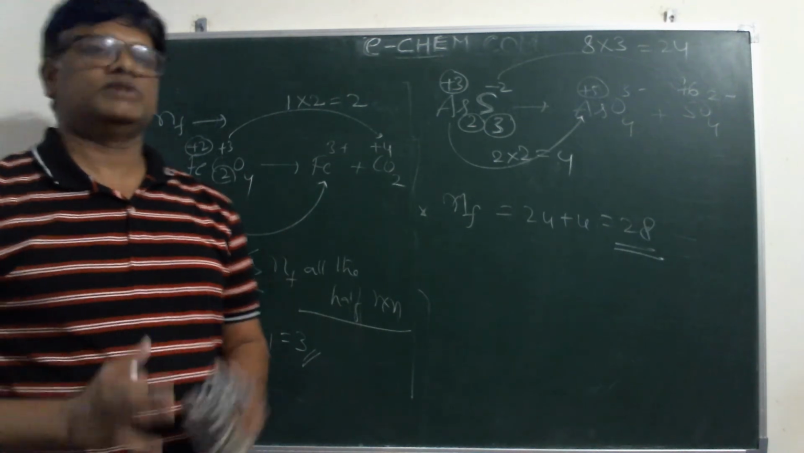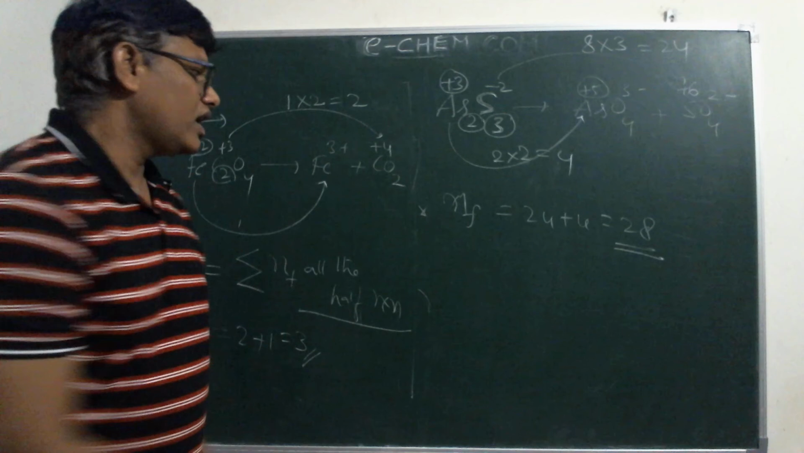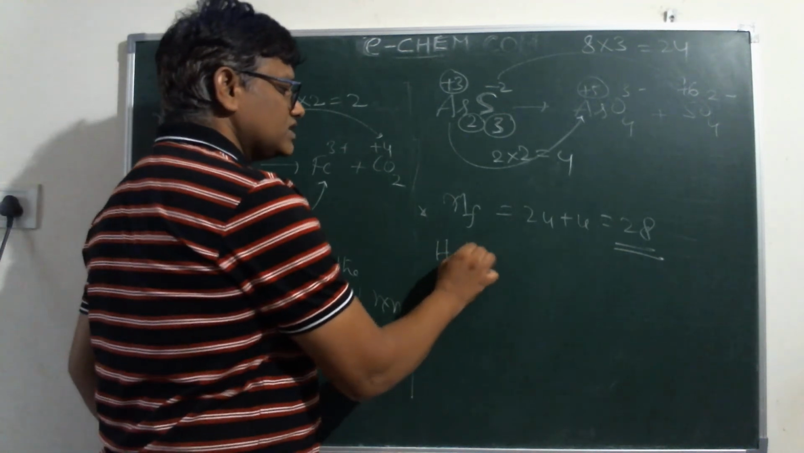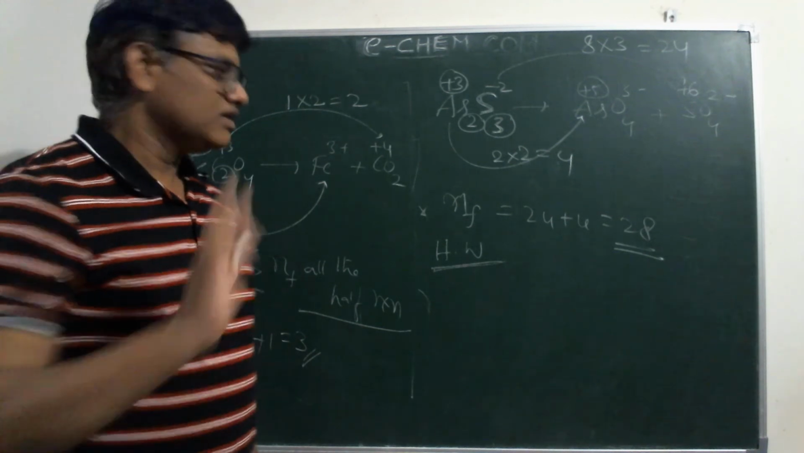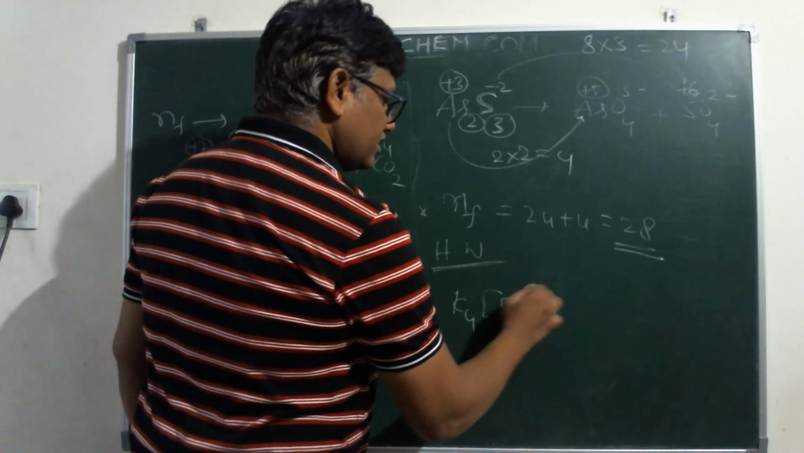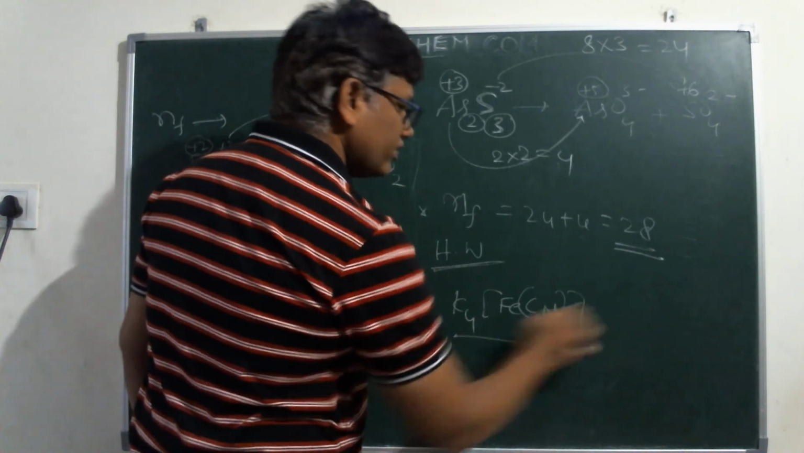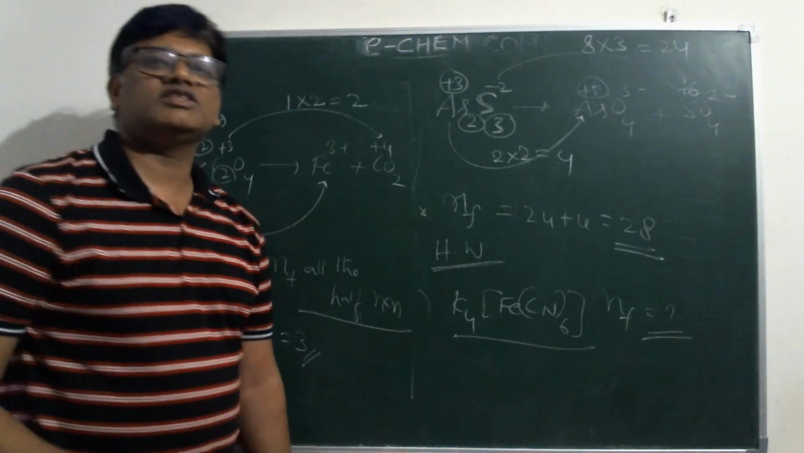So I hope all of you understood this. I want to give one homework. Just try this and put your answer in the chat box. Let's find out here this K4Fe(CN)6. So this is the compound I am giving. Find out the n factor for this and put the answer in the chat box.